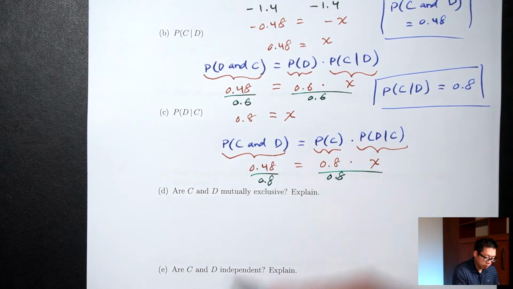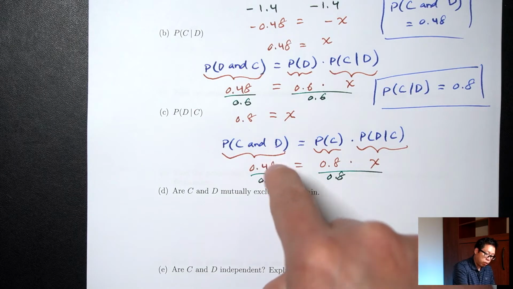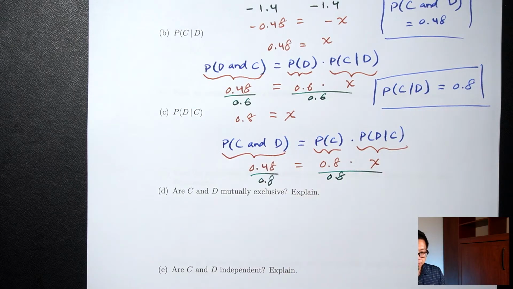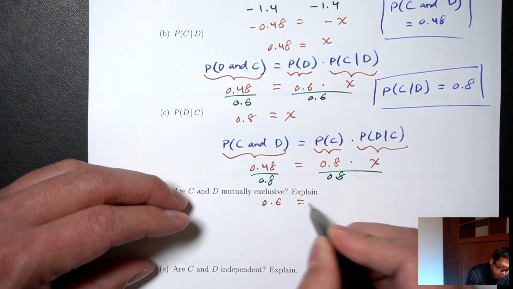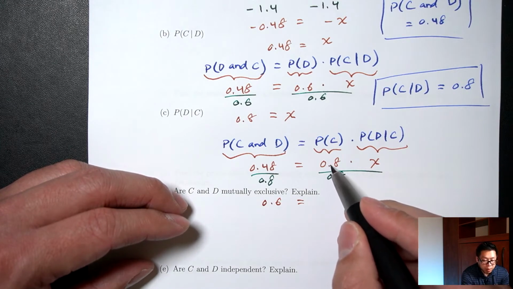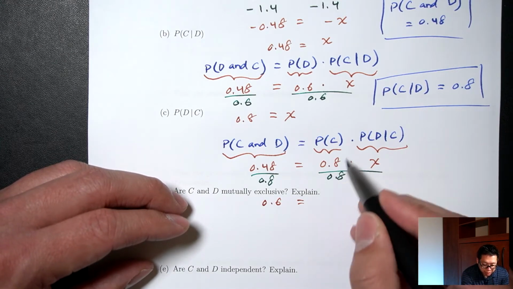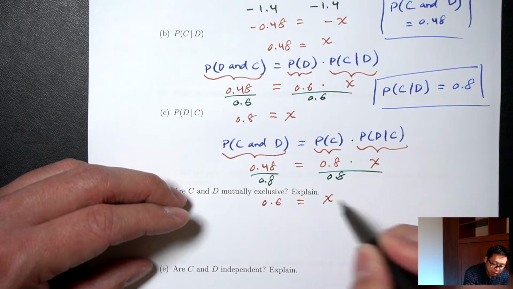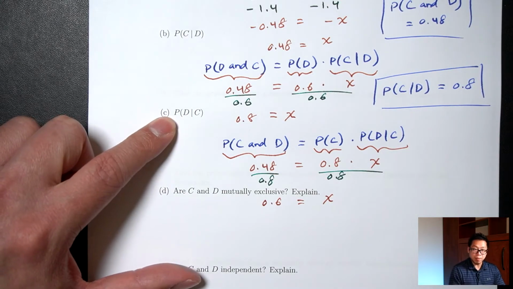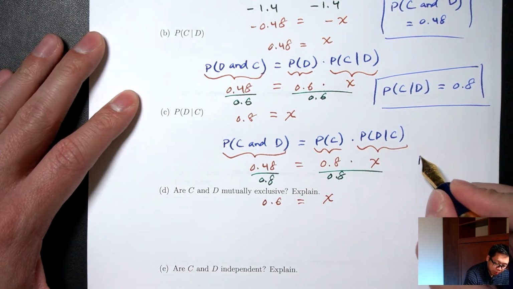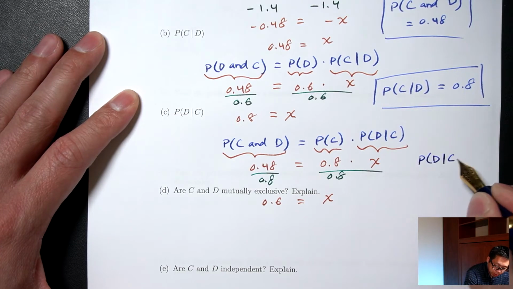Okay, so I'm going to spill over onto the next part here. Left side, 0.48 divided by 0.8, 0.6. Equals on the right side, multiplying by 0.8 and then dividing by 0.8. That's going to cancel each other out, and you'll just get regular x. And so what did we just find? We just found this, probability of D given C. So probability of D given C is, we said, 0.6.